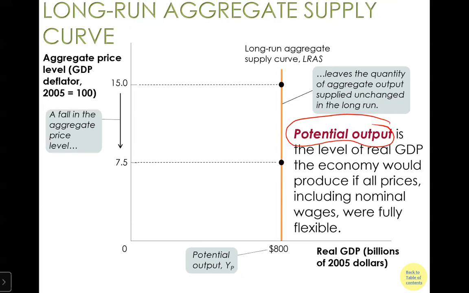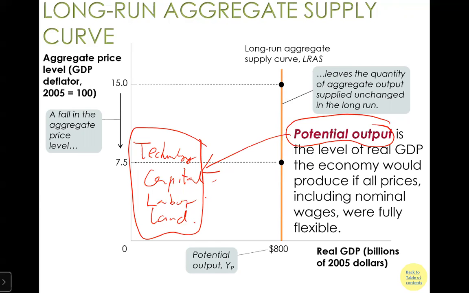Sorry, there are a few slides missing. So now the question is, what determines potential output? This circles back to the earlier discussion we had on economic growth. The potential output will be determined by the amount of capital we have, the amount of labor we have, maybe land, and finally the level of technology we have. Those are the fundamentals of the economy. They determine the potential output the economy can produce, not price.